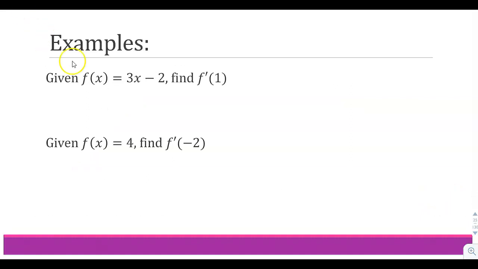So two quick examples based on the last theorem. Given f of x equals 3x minus 2, find f prime of 1. Once we recognize this as linear, the answer to the derivative, no matter what the a value is, is just the slope of the line. So f prime of 1 is equal to 3. And here, given f of x equals 4, so this is a constant function, a horizontal line. So the derivative, f prime, at any value, including -2, is just 0.